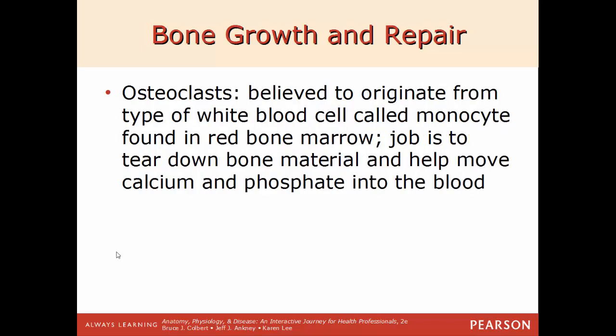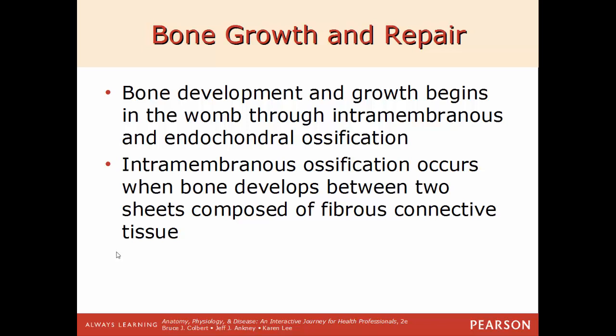And the next one, osteoclasts. These are believed to originate from a monocyte, which is a type of white blood cell. Their job is to tear down bone mineral and to help move material into the blood, such as calcium and phosphate. I mentioned earlier in the beginning of the video that bone is a very living, dynamic tissue. It's constantly being built up and broken down to be used by the body. The osteoblasts help build up the bone, then osteoclasts help tear it down. Because sometimes your body needs more calcium, it needs more phosphorus, it needs minerals that are stored within bone. That's why bones are considered to be a living tissue. All right, now we'll talk about actual bone growth.